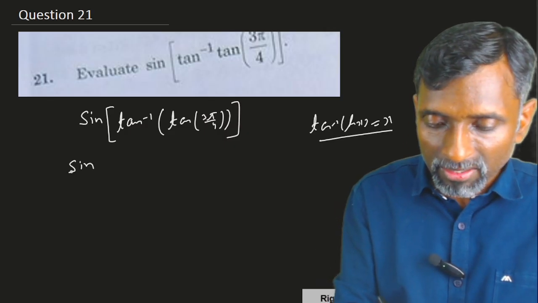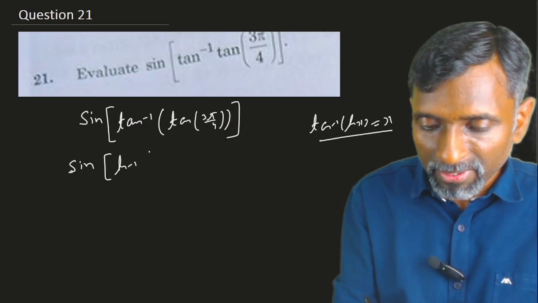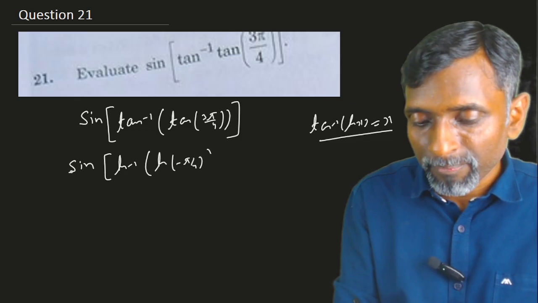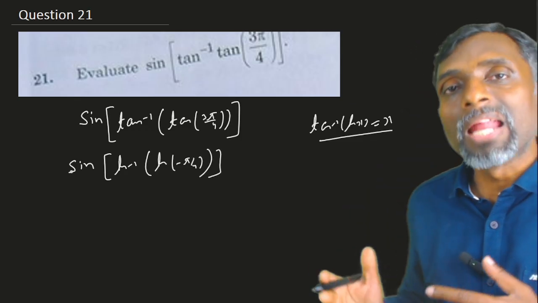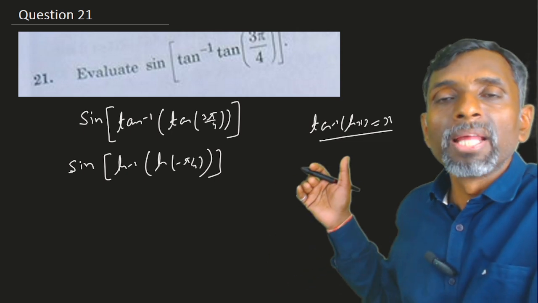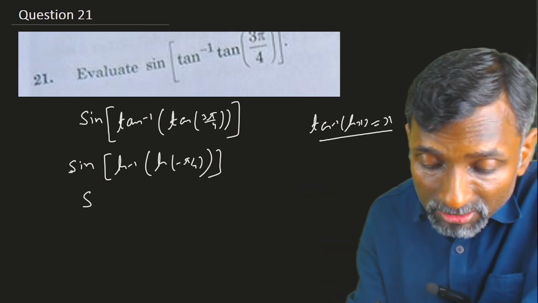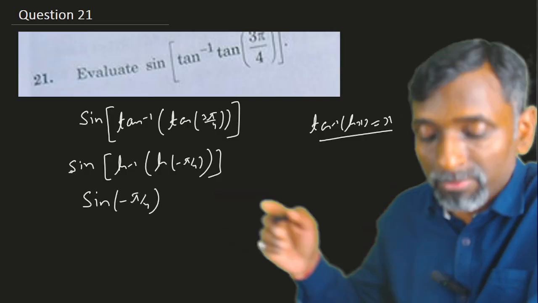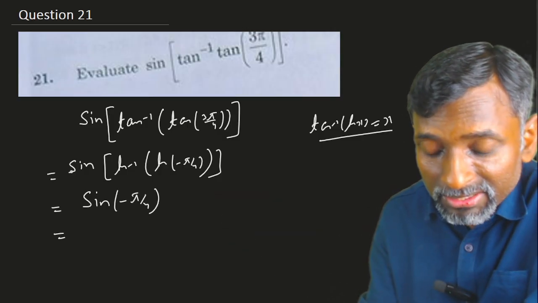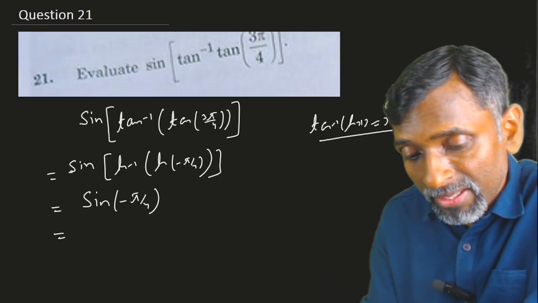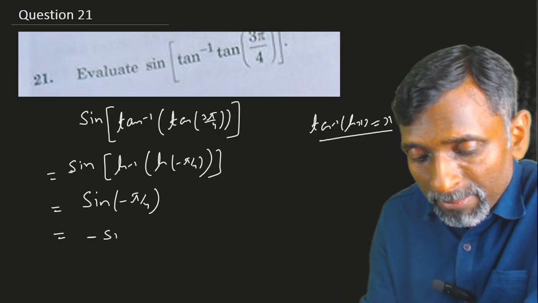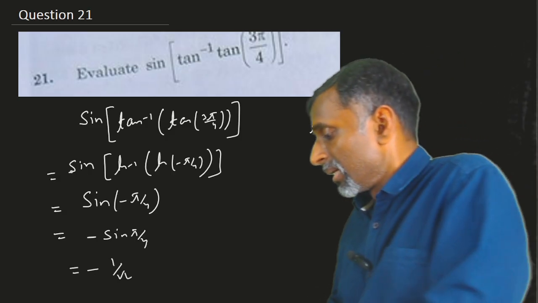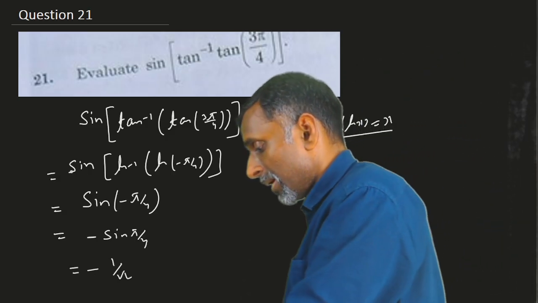It is in the second quadrant, so we can change it. It can be tan inverse tan (π minus π/4). This is tan of minus π/4. Now minus π/4 lies between minus π/2 to π/2, which is the range of tan inverse. So it can be minus π/4 because we can eliminate tan inverse and tan from here. So step by step you can see, minus π/4 can be written as minus π/4. The answer is minus π/4. This is the correct answer for question number 21, right?